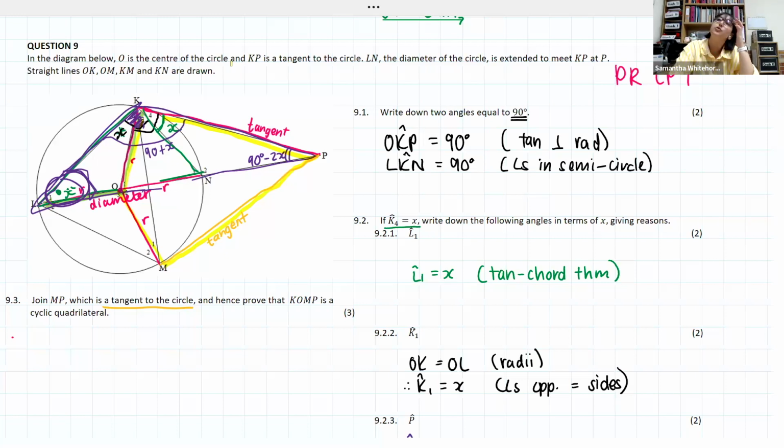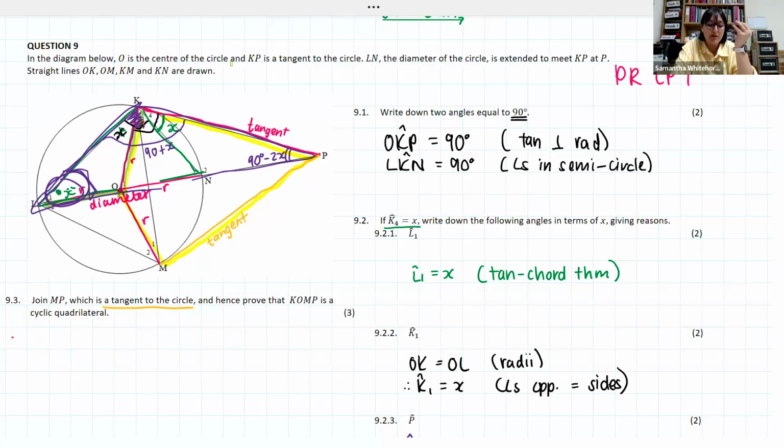Now, remember, there's 3 ways to prove a cyclic quad. Number 1 is you need to prove that your opposite angles in your cyclic quad are supplementary, so add up to 180. Number 2 is you need to see if the exterior angle is equal to an opposite interior angle. And number 3, you need to see if angles in the same segment are equal.